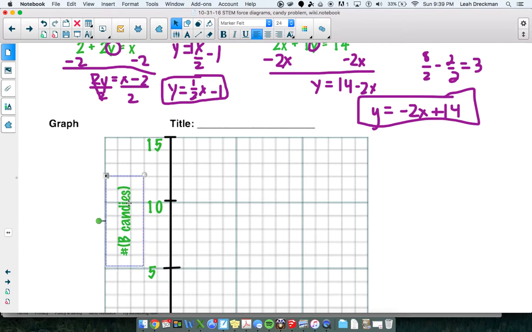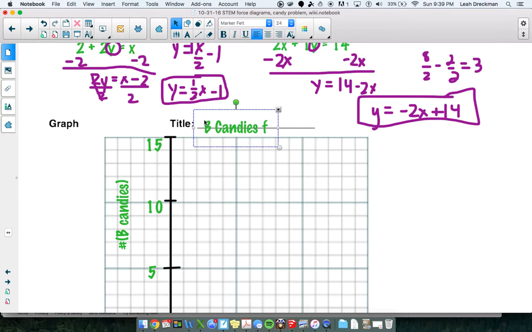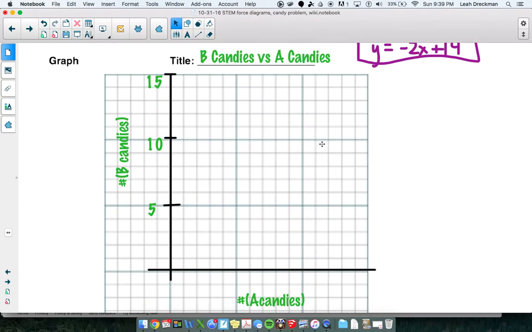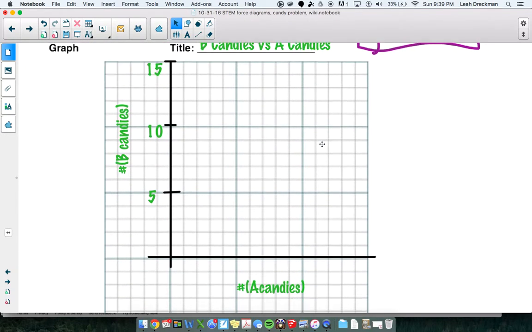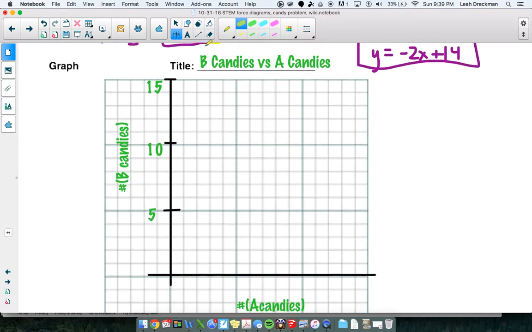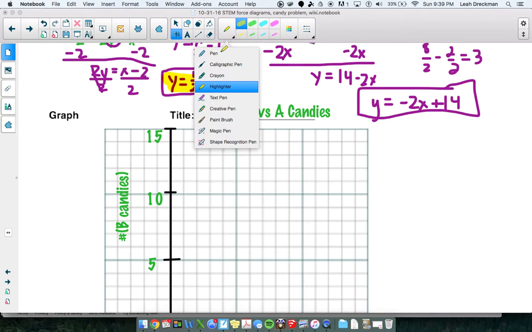All right, so we got our graph set up other than our title. This would be B candies versus A candies, for, I didn't finish it, but we could say for candy game or bag of candy. Now I'm going to color code so you can follow this easier. We have my first equation here, which has a y-intercept of -1 and a slope of 1/2.